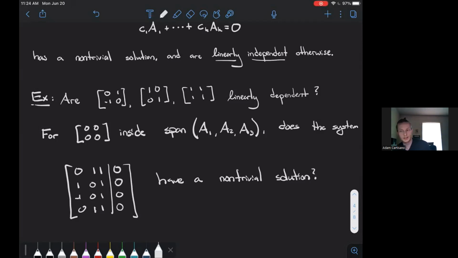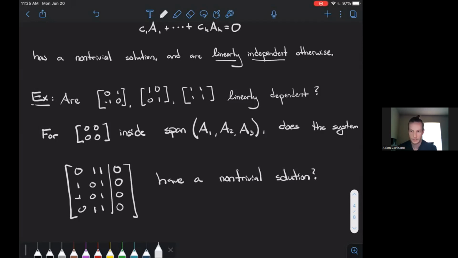We know that the system is consistent because it's homogeneous. It will always have one solution, namely the one where you set all the coefficients equal to 0. The question is, does it have any others? Remember from our theory about vectors that if it has one other solution, it will have infinitely many solutions.